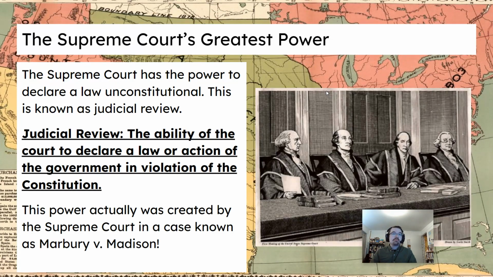Okay. So this was created through the case of Marbury versus Madison. And judicial review is kind of hard to understand, and we're not going to go too much into it. If you choose to go to law school, you'll figure out why they were allowed to do this. But basically, the Supreme Court said, "I have this power now."